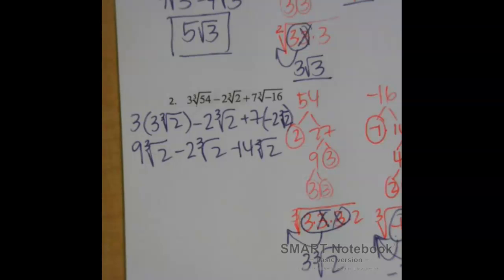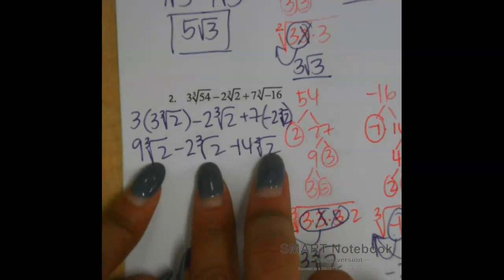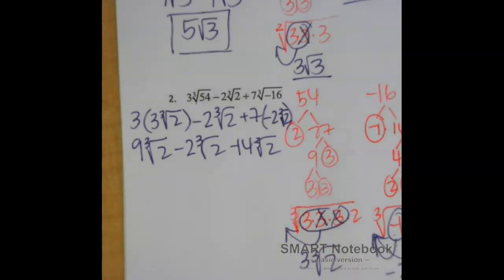First question, are the index and radicands the same for each? Yes. Cube root for each, and they each have a radicand of 2. Perfect. Now what can I do? Read the directions. I highlighted it. What do you do with the coefficients? You combine them.